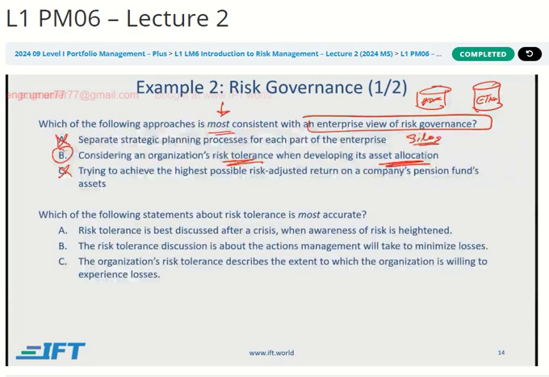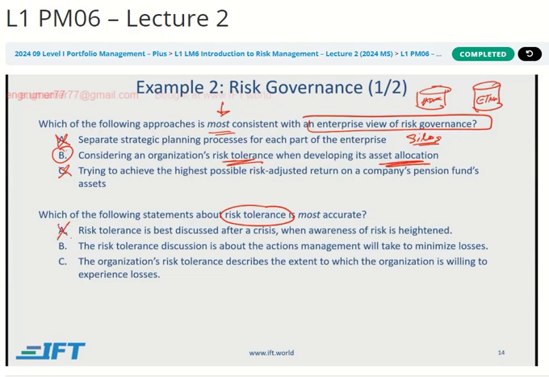Okay. So which of the following statements about risk tolerance is most accurate? Risk tolerance is best discussed after a crisis? Definitely not. What do you think, right? I mean, are we going to come and sit together and say, okay, let's decide how much risk we want to take? What is our risk tolerance or our risk appetite after the crisis? Well, usually people would do that, but that is not the right way of going about it, right?